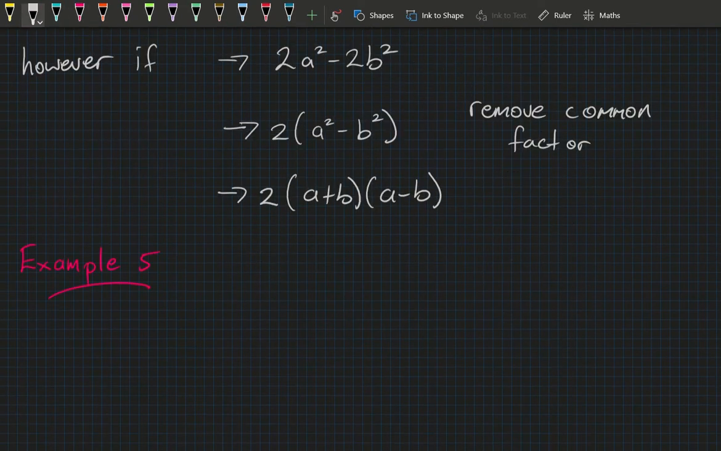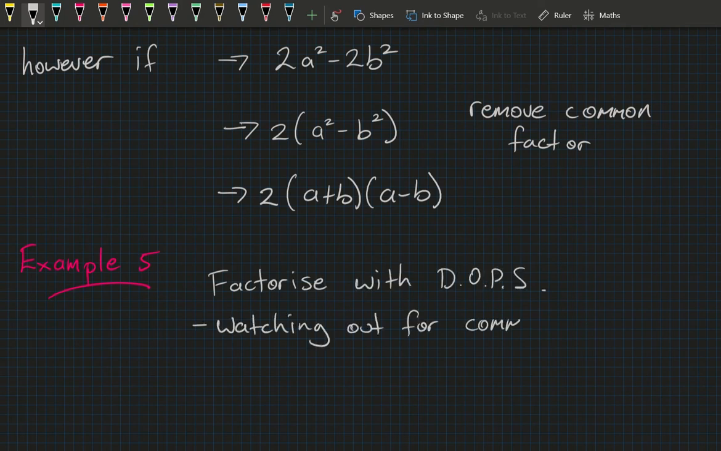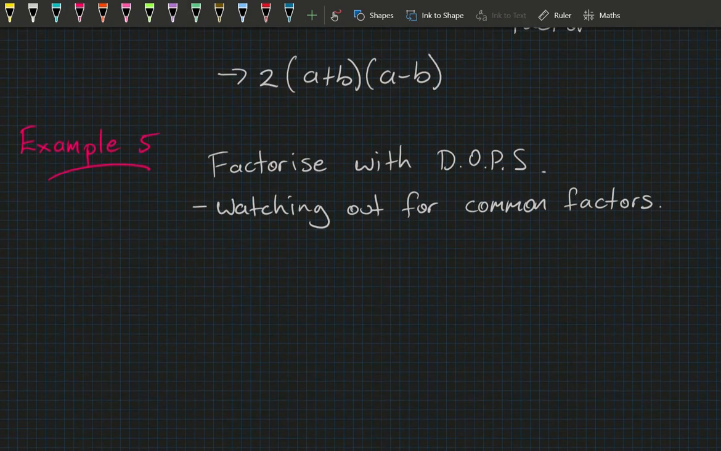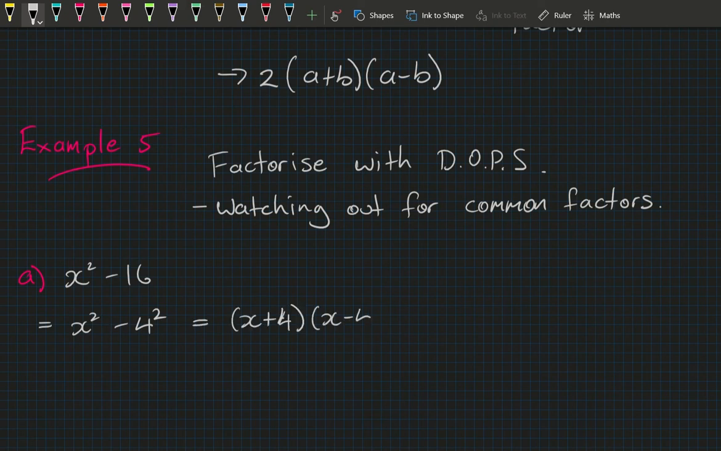where we're going to factorise with the difference of perfect squares, but always watching out for those common factors. Alright, part A, we have x squared minus 16. So clearly there's no common factors here. That's just equal to x squared minus 4 squared, which is equal to x plus 4 times x minus 4, because clearly they're difference of perfect squares.